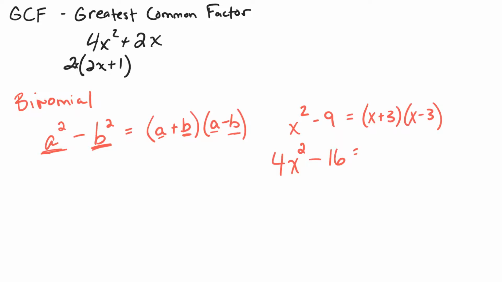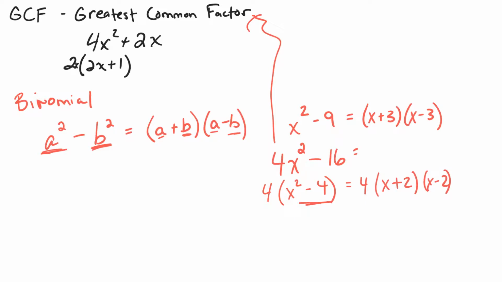Another example of that might be 4x squared minus 16, which would factor into, hey, wait a minute, let's stop. That has a greatest common factor. We better factor it out. GCF is 4, right? And then we can go ahead and factor that difference of squares. There we go. Perfect. So that's one option, difference of squares.